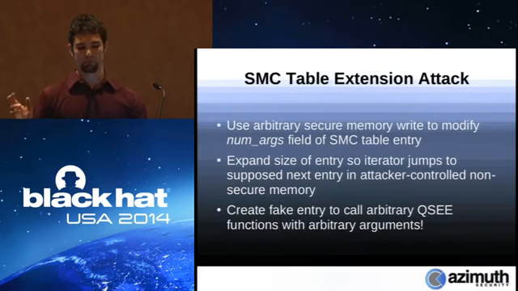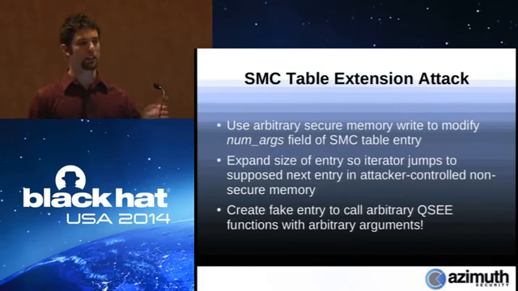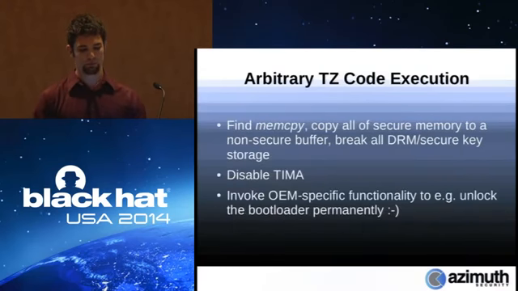We can make up an SMC ID, point the function pointer anywhere we want in secure memory, and craft any sort of set of arbitrary arguments, and basically call any function in TrustZone at whim with any arguments we want, which, in my opinion, is a fairly elegant way to gain total control of TrustZone. At this point, we have arbitrary TrustZone code execution, and we have won.